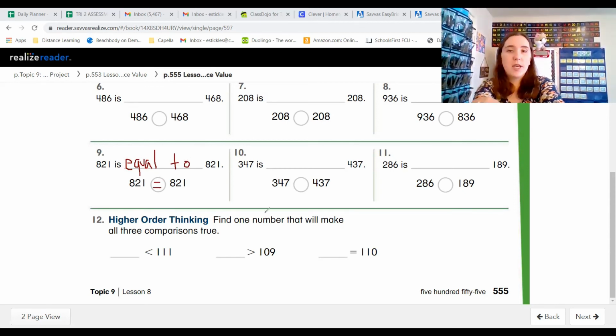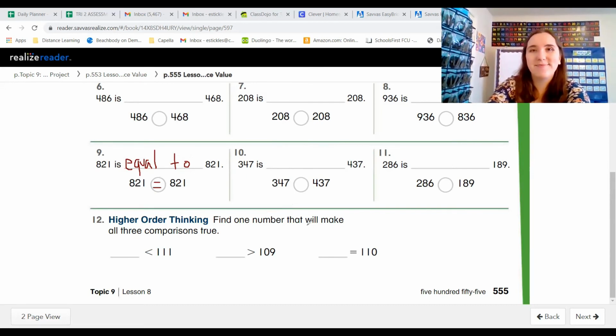I want you to do number 10. Be very careful. They look very similar. Write out greater than, less than, or equal to. Find your symbol and come back to me when you have it all figured out. Okay, let's check.